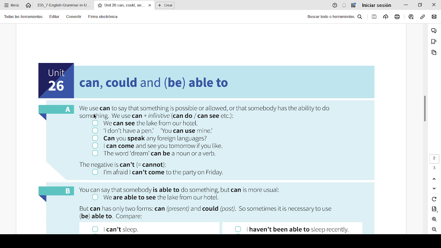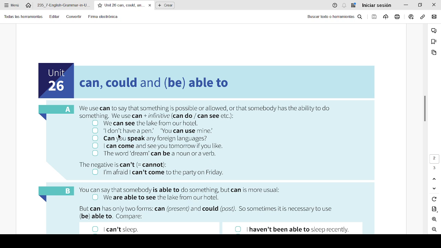The first part: we can use can to say that something is possible or allowed, or that somebody has the ability to do something. We use can plus the infinitive, like can do, can see, and so on. For example, we can see the lake from our hotel, or, I don't have a pen. You can use mine, right?